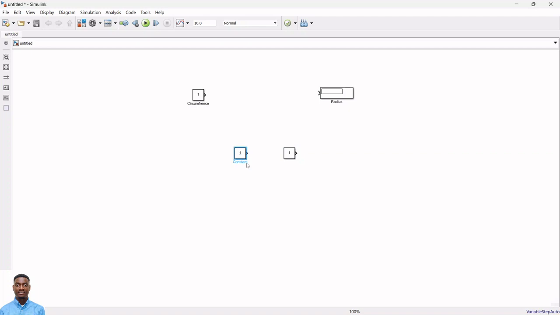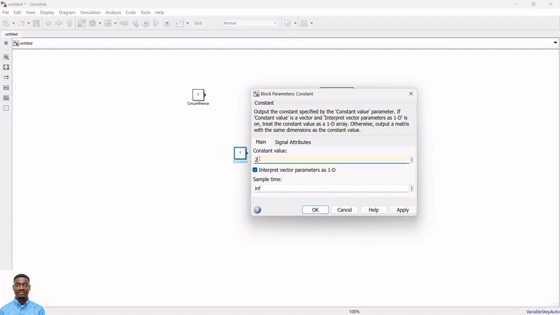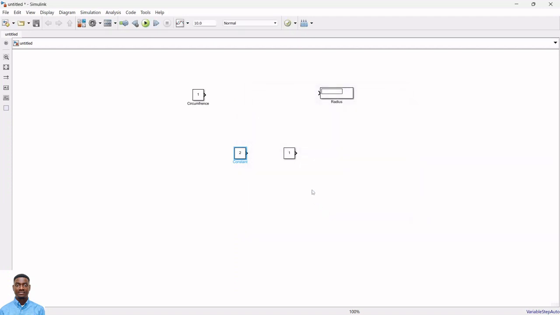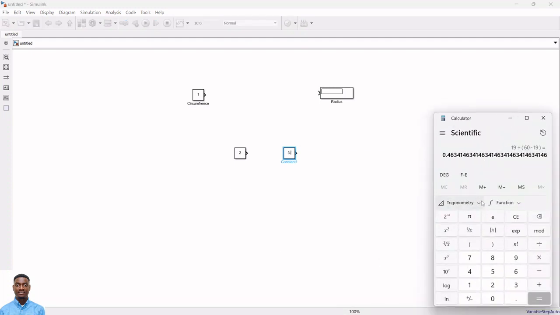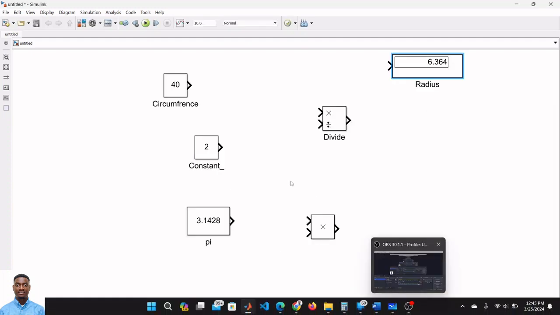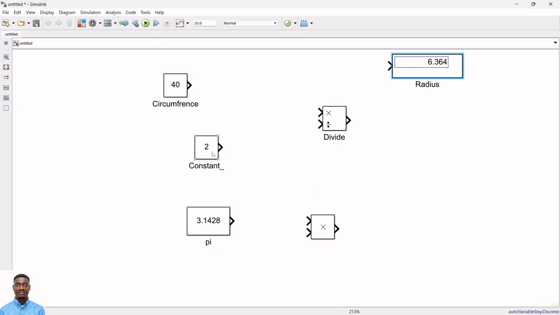This one will be the constant in this case, which is normally 2, because we know the circumference of a circle is 2 pi r. So I will have 2 here in this constant block. Then this constant block will be 3 point... sorry, let me just recall, 22 divided by 7. So let me just connect all the blocks. We have 2, which is the constant here. This is our pi, 22 divided by 7.